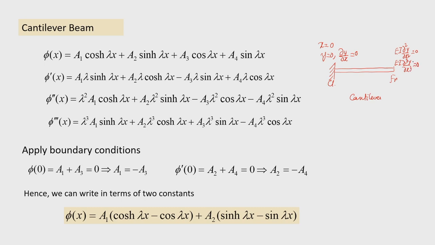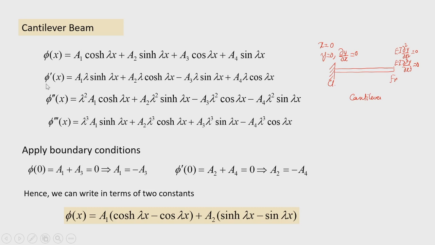So what we get actually, the second derivative and third derivative of the mode shape function has to be utilized at the end x is equal to L, and the mode shape function and its first derivative need to be utilized at x is equal to 0, the left hand end. So the second derivative and third derivative are obtained.